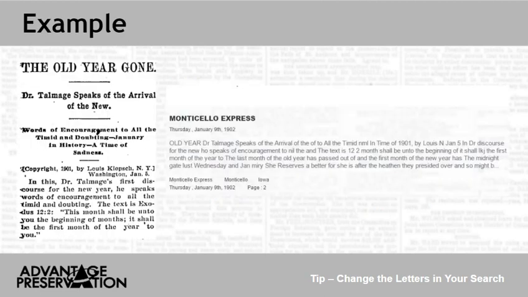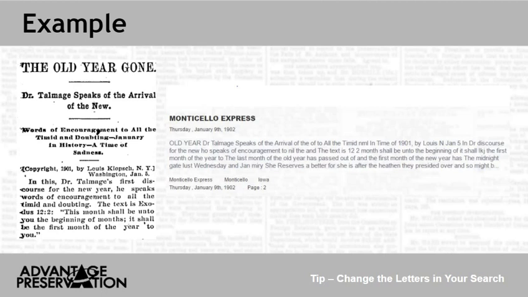Let's look at an example. On the left is a clipping from about 115 years ago. On the right is the search index, the digital index, created from the scanning and OCR process. As you can see, the first title says "The Old Year Gone," and all that's in the index is "Old Year." It starts out pretty good: Dr. Talmadge speaks of the arrival of the, and then "new" is nowhere to be found.